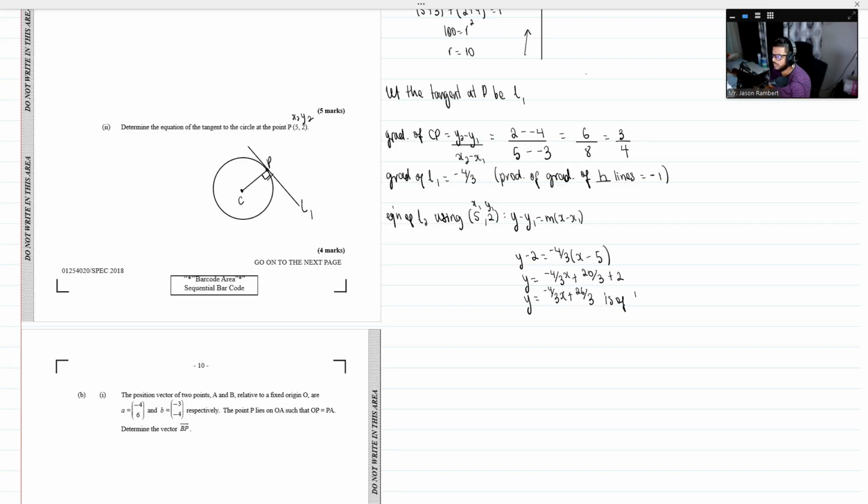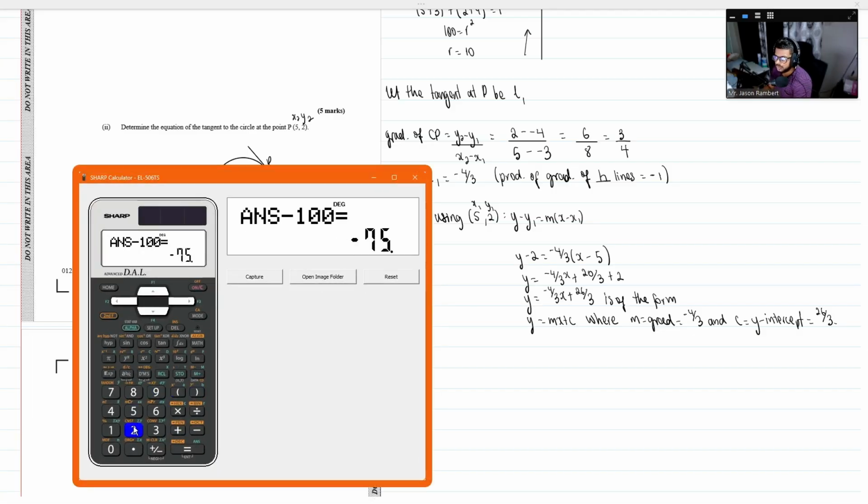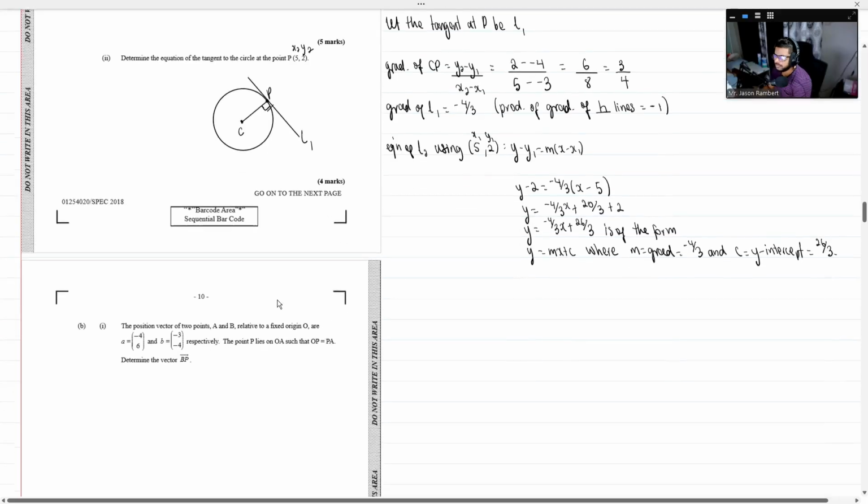You see, it is of the form y is mx plus c, where m is the gradient, which is minus 4 over 3, and c is my y-intercept, which is equal to 26 over 3. If you want to double check and make assurance, 20 over 3 plus 2, plus 2 is 26 over 3. Good.